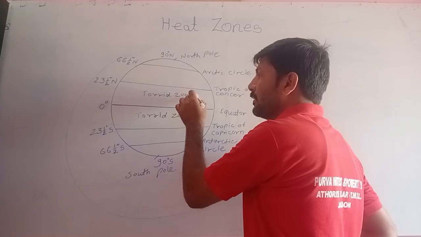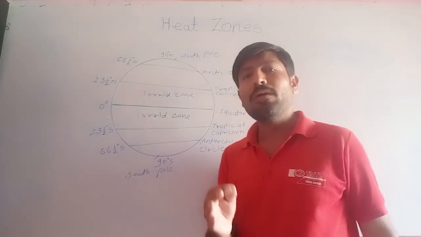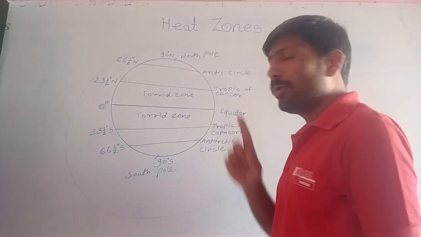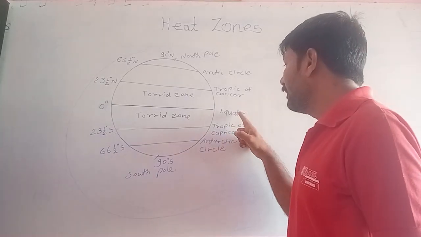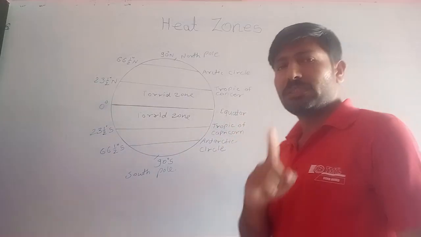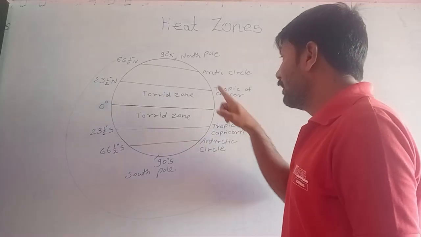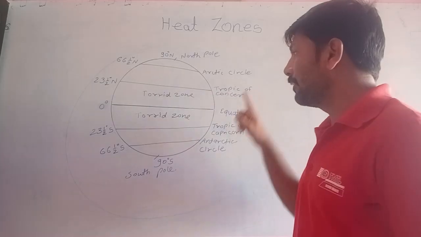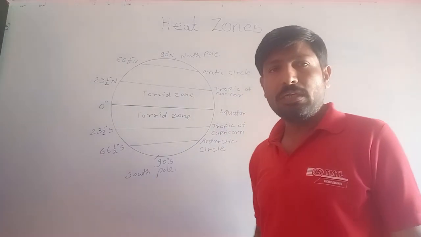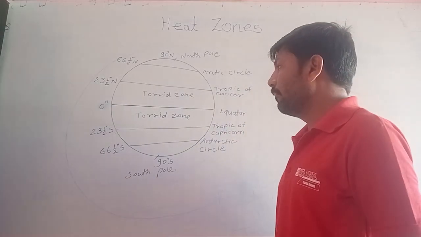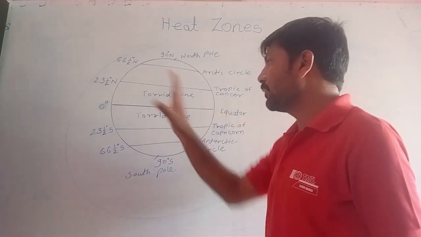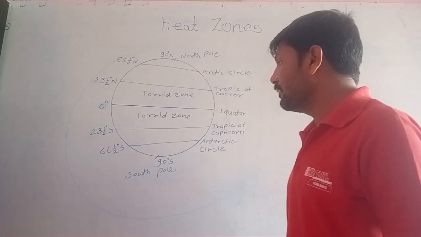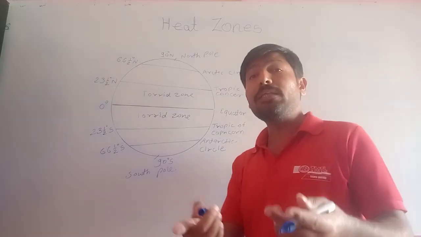In short, if you want to know the location of the torrid zone, we can say that the torrid zone is located between the equator and Tropic of Capricorn in the southern hemisphere, as well as between the equator and Tropic of Cancer in the northern hemisphere. So next we came to know the location of the torrid zone here. Okay, the next part is we have to locate the next zone.